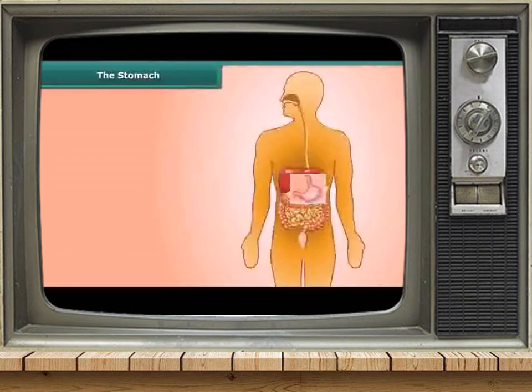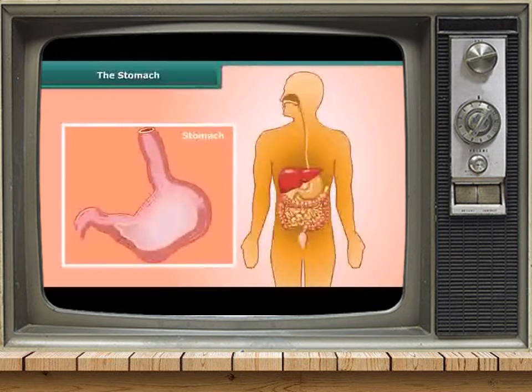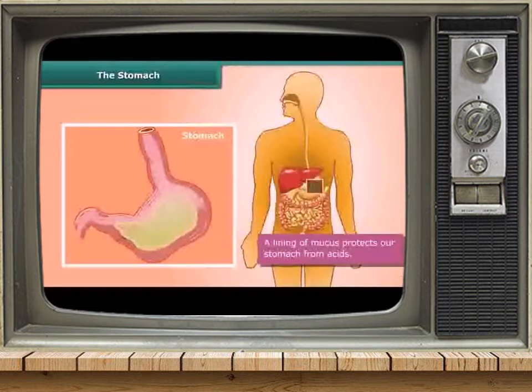The stomach is the widest part of the alimentary canal. It is a thick-walled bag with a flattened U shape. Inside the stomach, food is churned and mixed with digestive juices, including hydrochloric acid. These chemicals break down the proteins into simpler substances. A lining of mucus protects our stomach from acids.